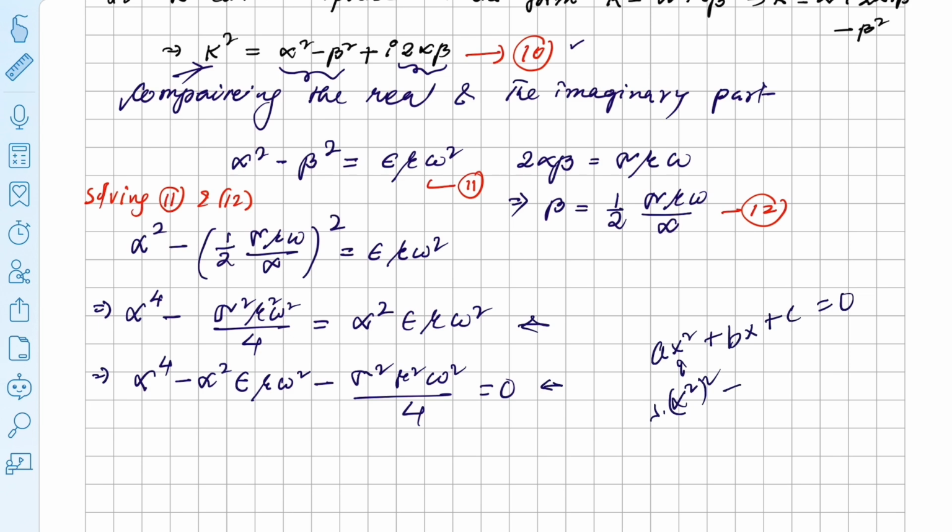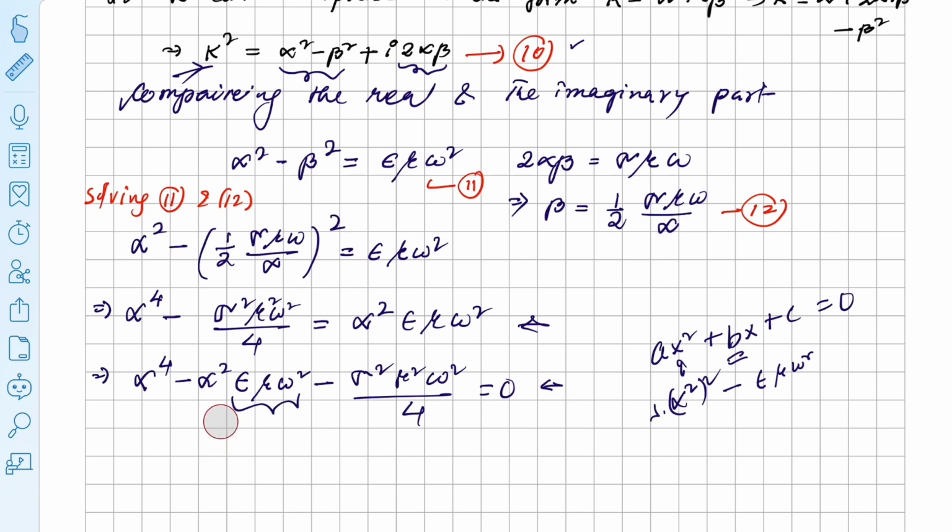Similarly, instead of b we can write this part. So here alpha square will be taken as x in this case, minus this mu omega square. So this alpha square is taken as x, compared with x, and the remaining part is the constant. If that is the case, then we're going to use the quadratic formula.